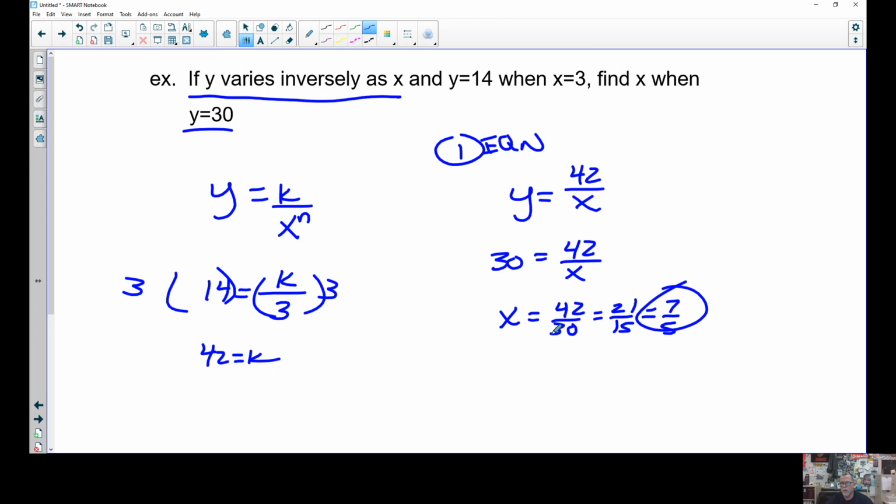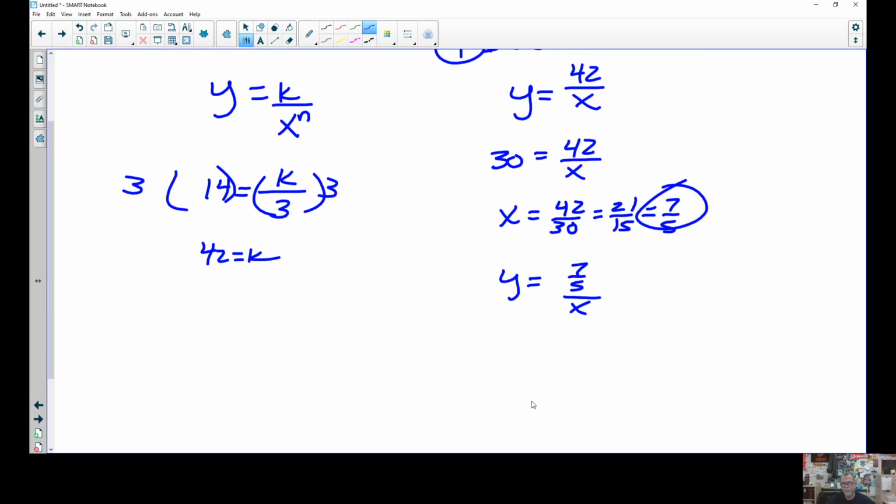All right, so we have our equation. Well, let's look at what that would look like. Our equation then is y equals, now this is where you have to be aware. If I have 7/5 over x, isn't that the same as saying y equals 7 over 5x, right? Because this is saying 7/5 times 1 over x, right? So that would be 7 over 5x. And that would be the form of our equation.